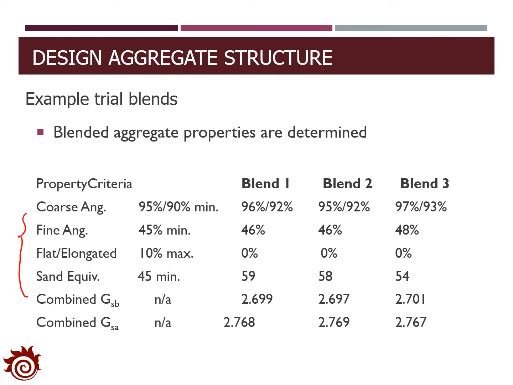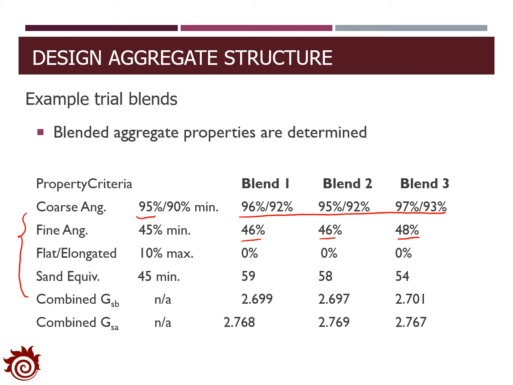For example, for coarse angularity, we want the percentage of 1 plus fractured face as 95% minimum, and for 2 plus fractured face as 90%. For all the 3 blends, all these conditions are satisfied. Also, we need to check the other 3 properties: fine angularity with the minimum percentage as 45%. All these 3 blends will have the percentage higher than 45.